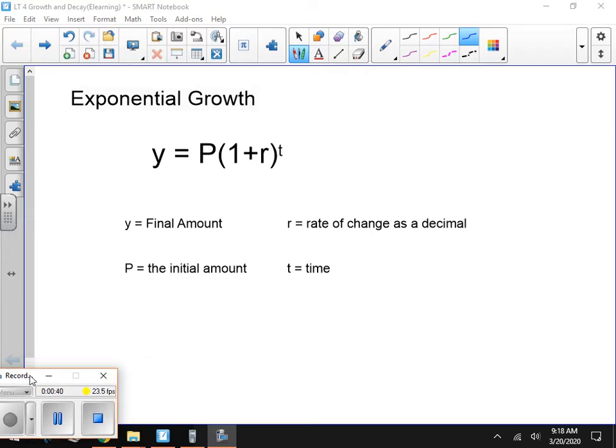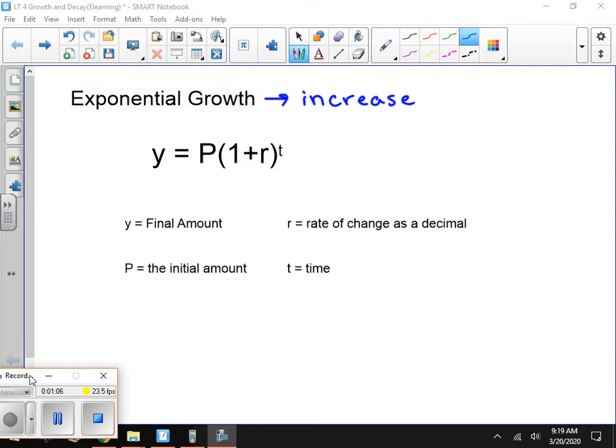All right, so the first thing we're going to talk about today is exponential growth. We're going to use exponential growth when our problem says increase. Okay, if it's saying something is increasing or getting larger or greater, we're going to use the exponential growth formula. And that formula is right there: y equals p times the quantity of 1 plus r raised to the t power.